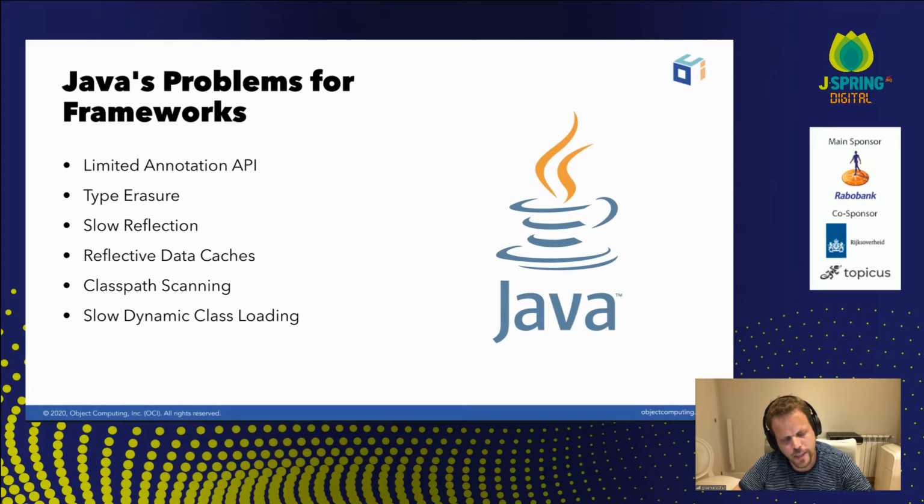And then a lot of frameworks have really complex class loader hierarchies, which may again, if you're involving dynamic bytecode generation at runtime as well, make dynamic class loading very slow for framework developers and consume a lot of memory.